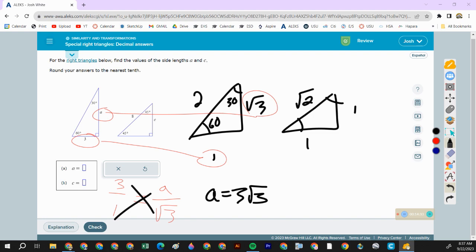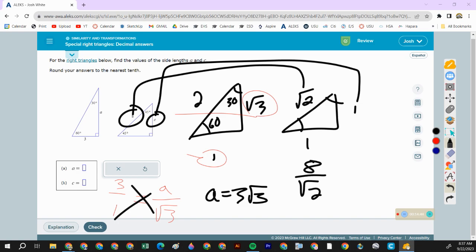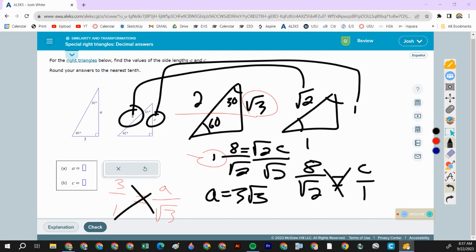Okay. 8 matches up with root 2, and C matches up with 1. So 8 over root 2 equals C over 1. Cross multiply. 8 equals root 2C. Divide by root 2. And I get C is equal to 8 divided by root 2. And it wants the decimal answer, so just plug that into a calculator to get your decimal answer. So you need to remember these two triangles, and I'll leave them up on the board for today.